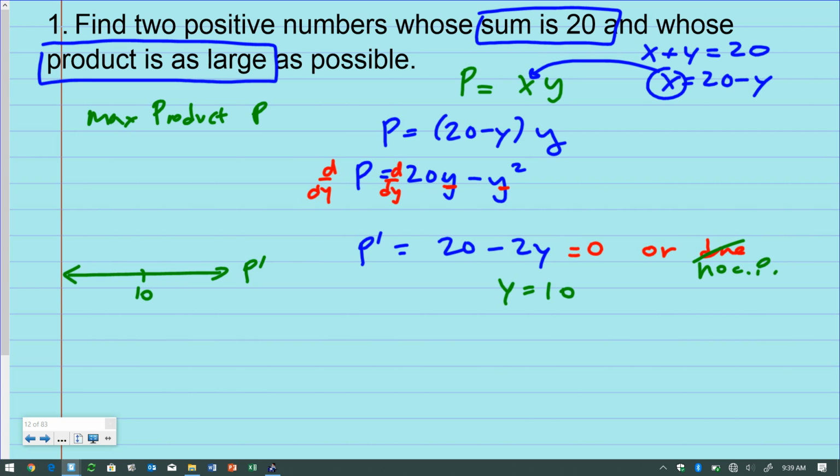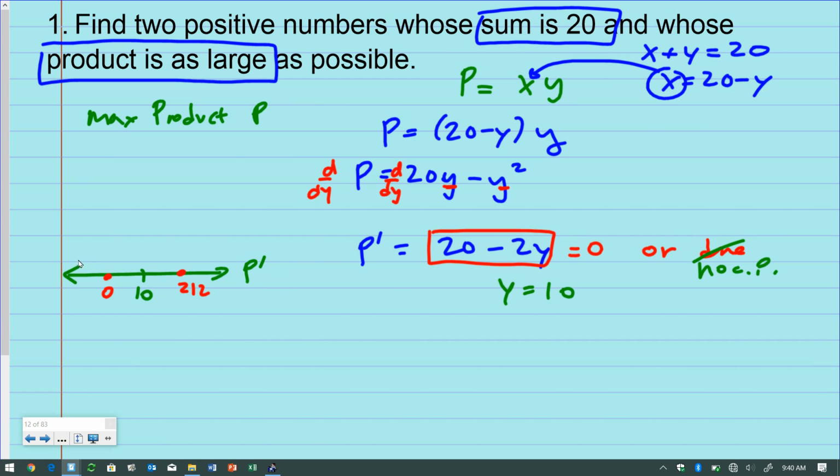I'm going to do a number line, a P prime number line, or an f prime number line. I'm going to plug in numbers to the left of 10 and to the right of 10. What's a good number to the left of 10? 0. What's a good number to the right of 10? 212. All right, now what equation am I going to plug in? P prime. Guys, some of you are leaving out your primes. Make sure you include them. The names of your number lines are very helpful to figure out what to plug in.